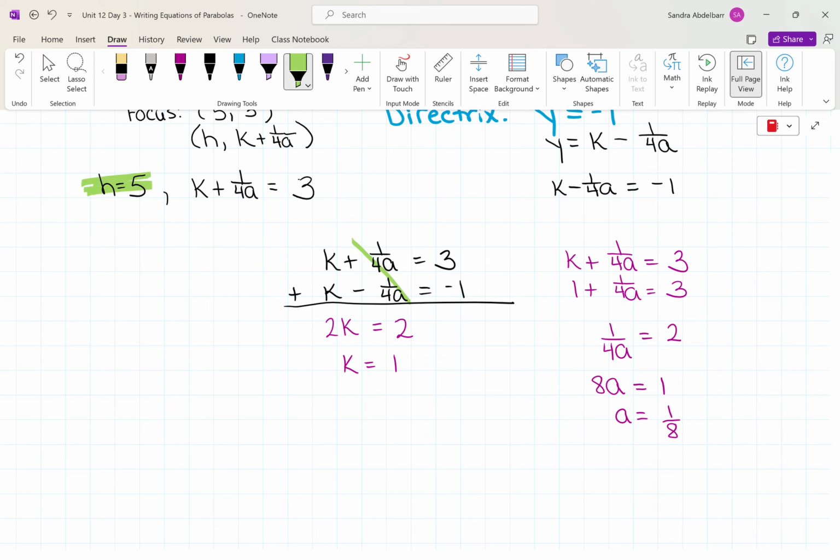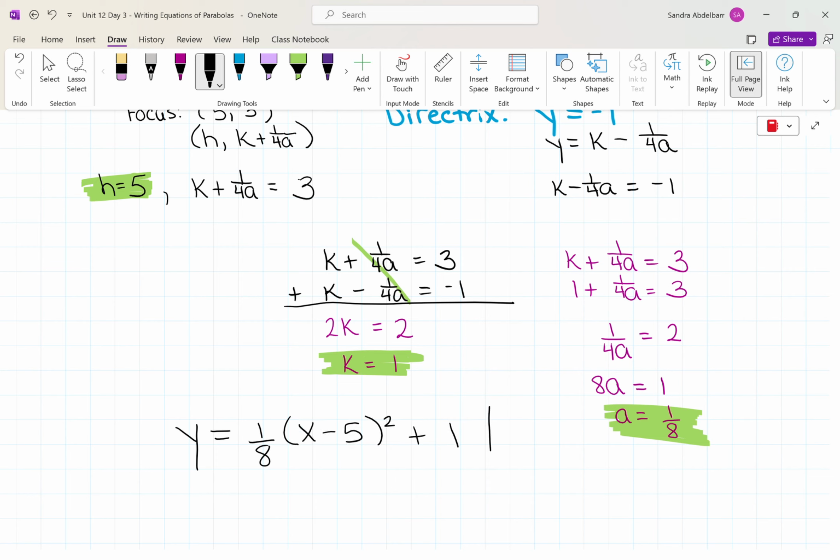Do I have values for all the variables that I need values for? I think so. I now have a value for h, a value for k, and a value for a. So I am ready to write my equation of my vertical parabola. y is equal to 1/8 times the quantity of x minus 5 squared plus 1. And this is where we will stop. We will continue this lesson tomorrow.